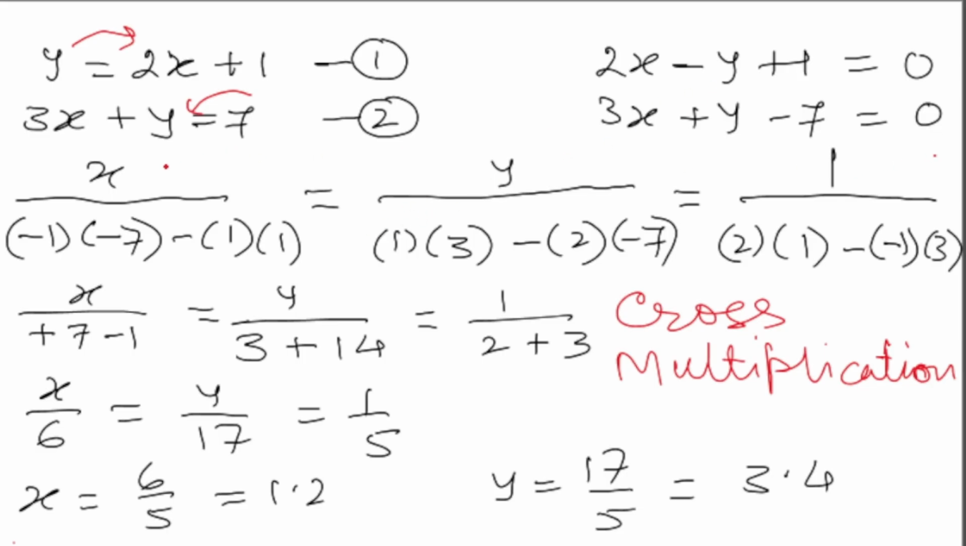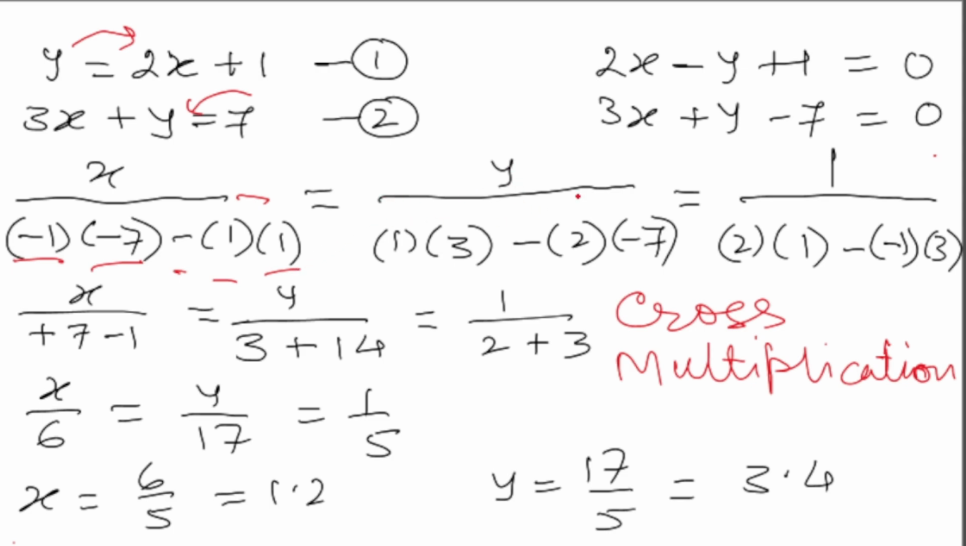Now put x, y and 1, and under these we will take the coefficients. When we take x, we will leave the coefficient of x and we will multiply the coefficient of y to the constant value minus 7. That means minus 1 into minus 7, and then minus sign, and then coefficient of y into the constant. That means 1 into 1.